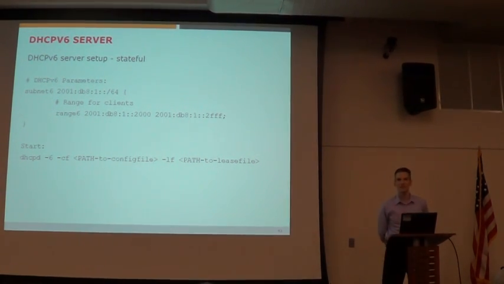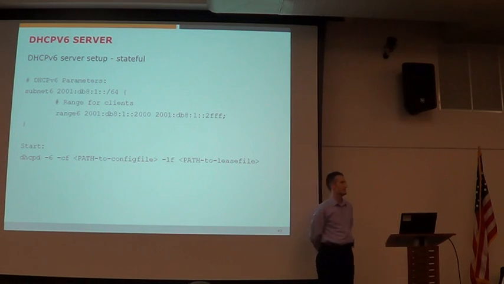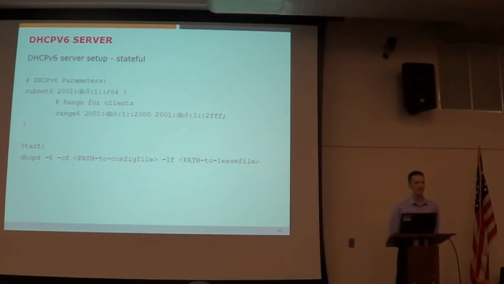Yes, sir? Earlier you were talking about groups, IPv6 multicast groups. Would the DHCP or would it be router advertisements that configures that? Or is that statically configured? So there's a lot of components.